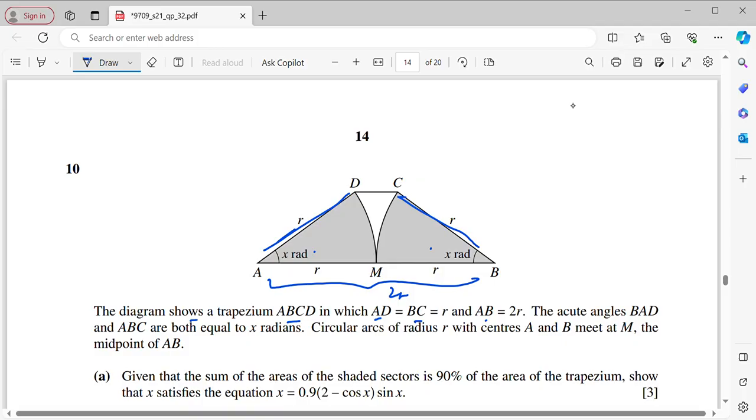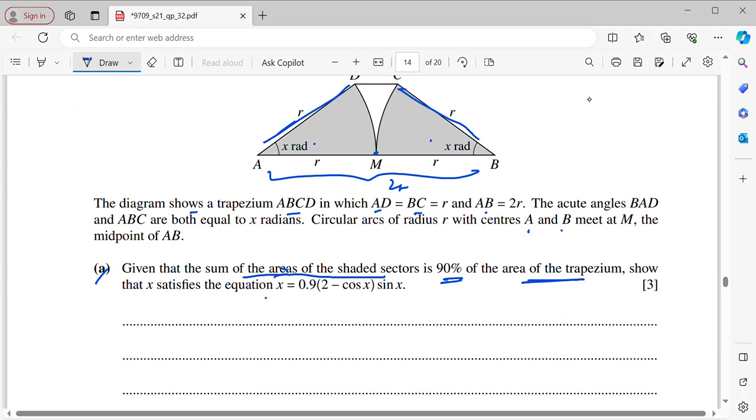Circular arcs of radius R with centers A and B meet at M. This is the M, the midpoint of AB. Given that the sum of the areas of the shaded sectors is 90% of the area of the trapezium, show that X satisfies the equation.